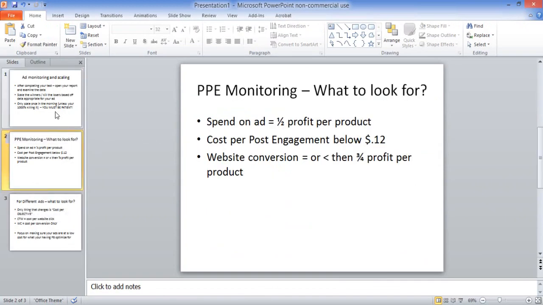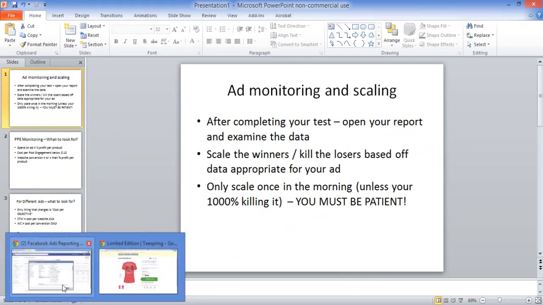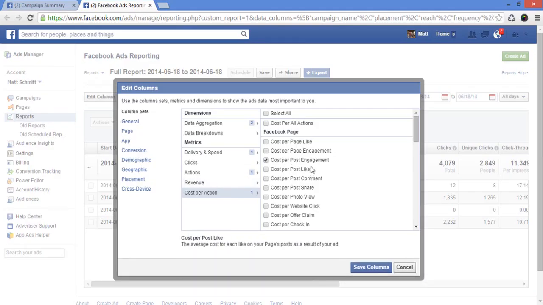I want to talk to you about what we did here. We said data appropriate for your ad, right? So if this was, say, a click to website ad, we were going to be focused on cost per website click. You can pull that up and take a look if you want, but you are running a page post engagement ad. So what you are focused on is the cost associated with it, because you are letting Facebook optimize to a post engagement. So you are going to focus on what the ad is optimized for, right?